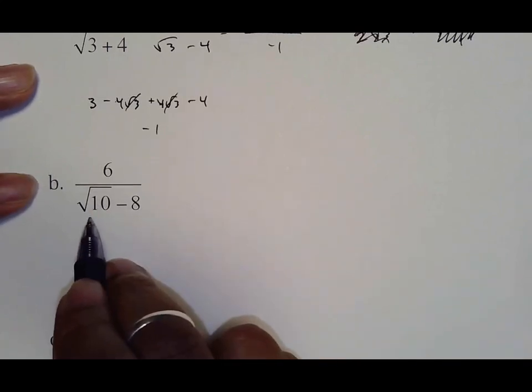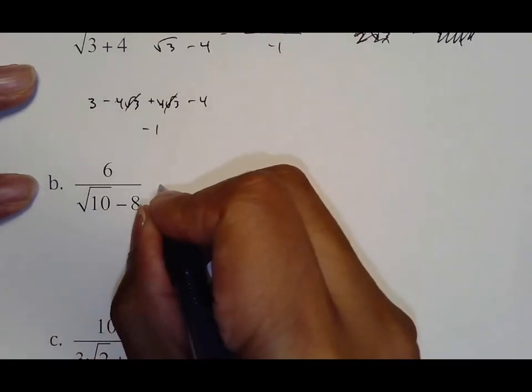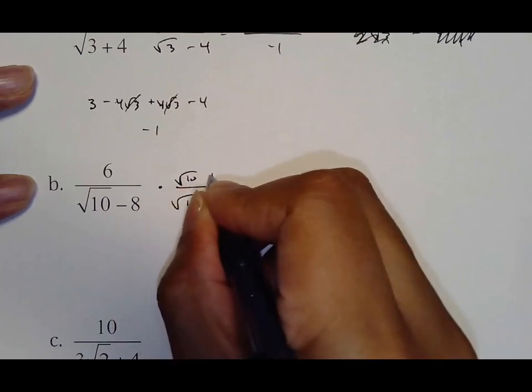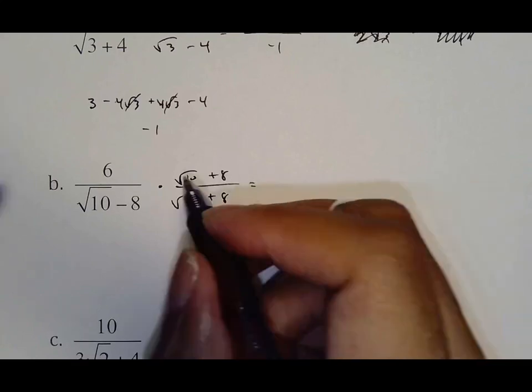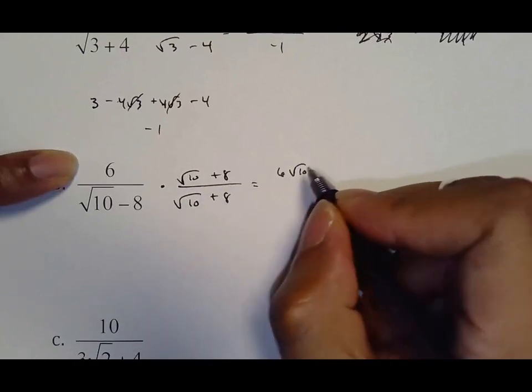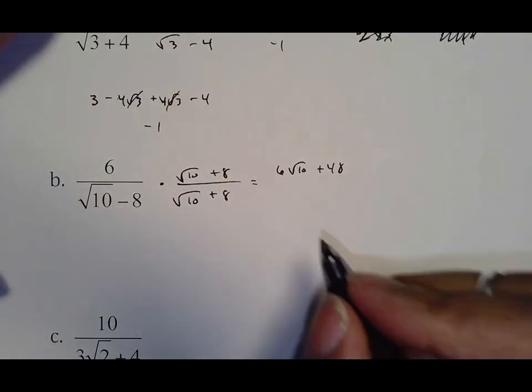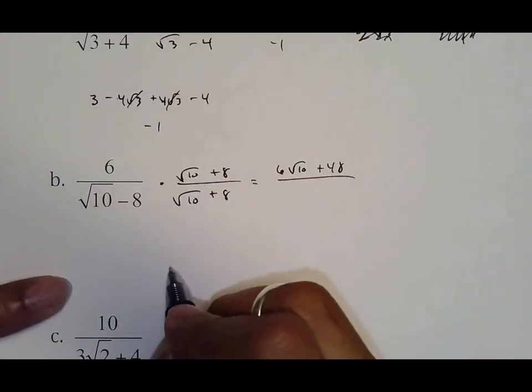Here, again, the root 10 is breaking it, but it's root 10 minus 8, so we need to multiply by root 10 plus 8 on top and bottom. Multiplying that, you get 6 root 10 plus 48, because you have to remember to multiply by both. Remember, we're going to do the work here underneath, though.